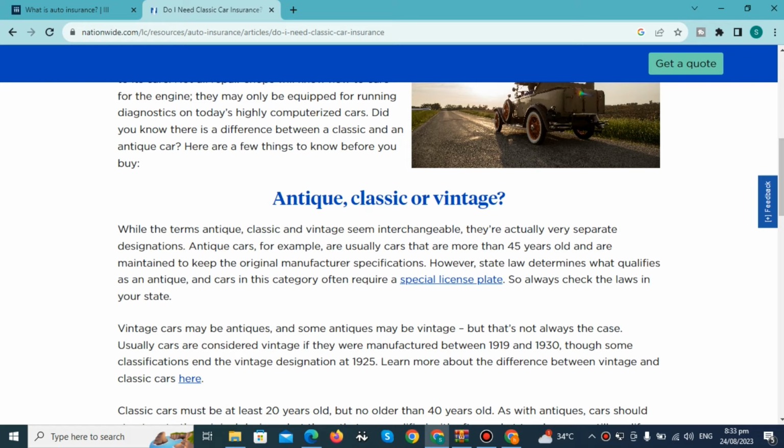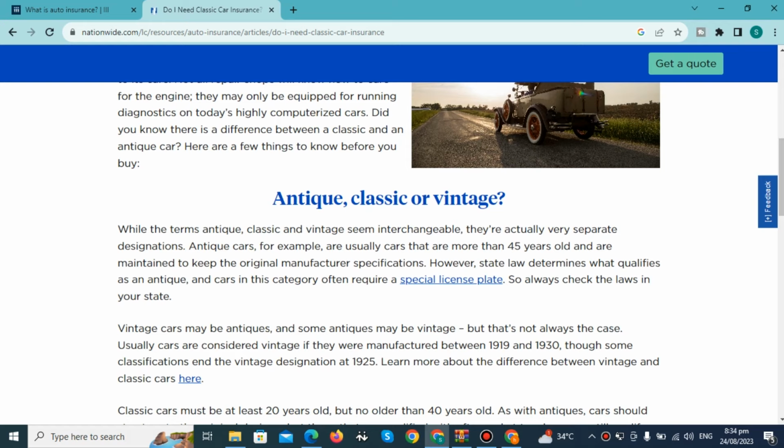Antique cars, for example, are usually cars that are more than 45 years old and maintain their original manufacturing specifications. However, state law determines what qualifies as an antique car, and the category often requires a special license plate, so always check the law of your state. Vintage cars may be antique and some antiques may be vintage, but that's not always the case.